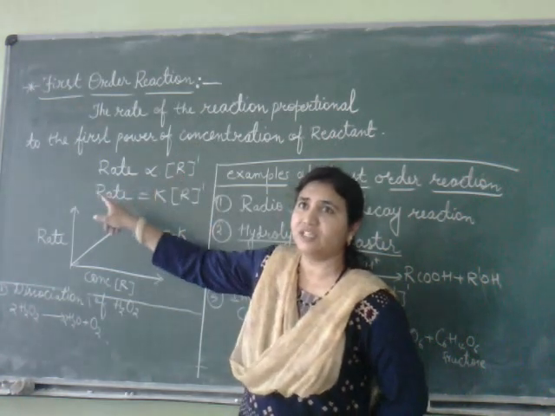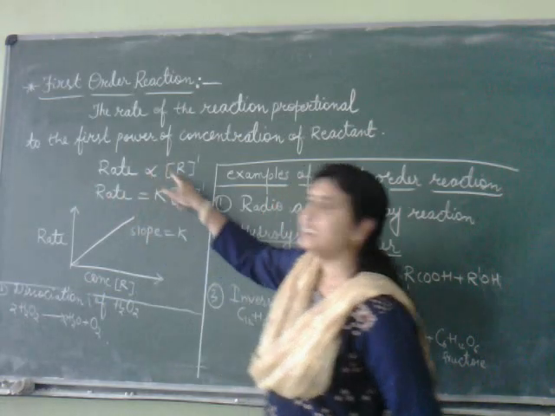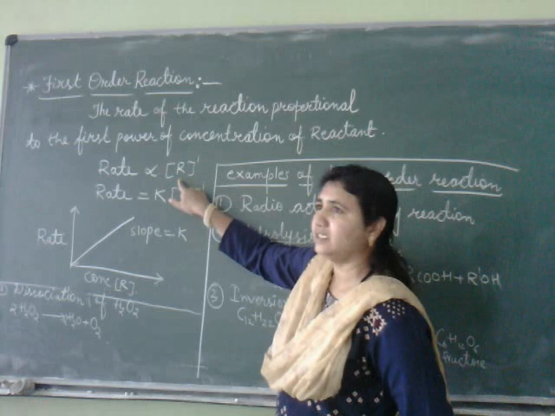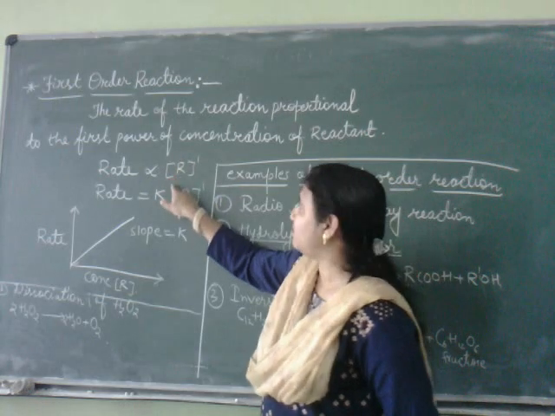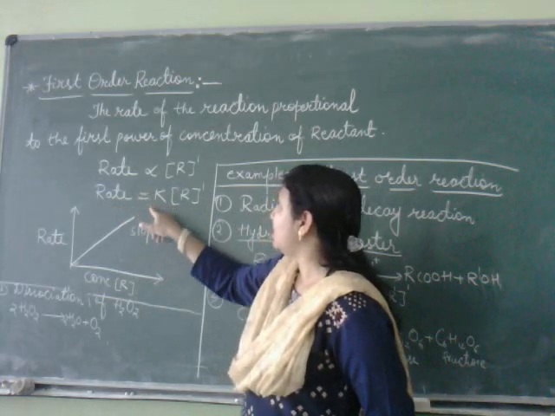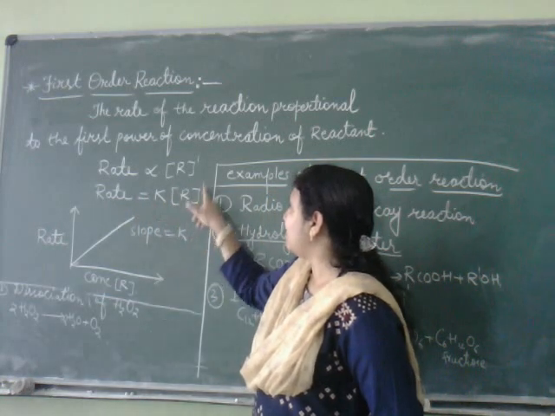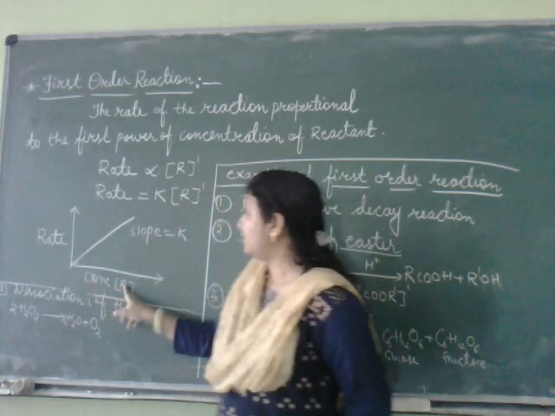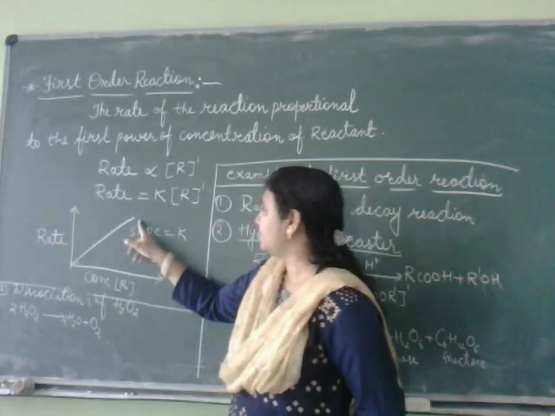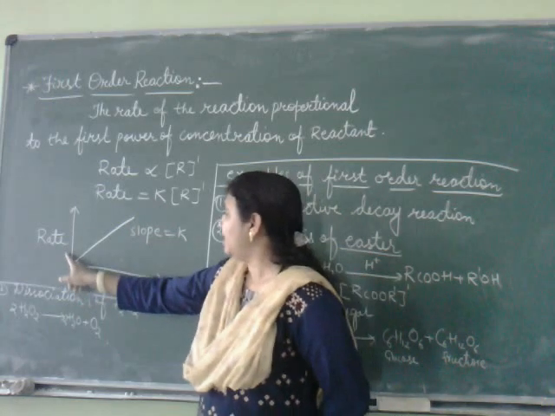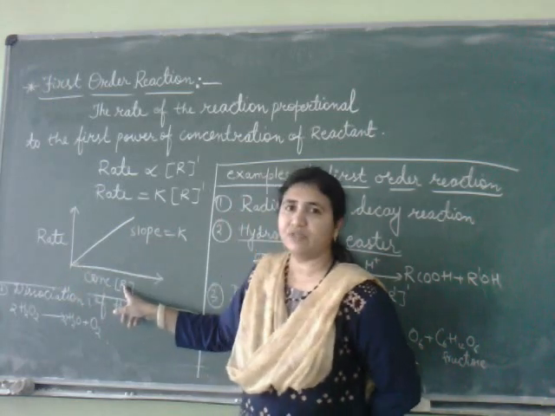In first order reaction, the rate of the reaction is directly proportional to the concentration of one reactant. So what we have here: rate is equal to k[R]^1. If we plot the graph of rate versus concentration, we will get a straight line. The slope is what here? k. So rate depends on the concentration of the reactant.